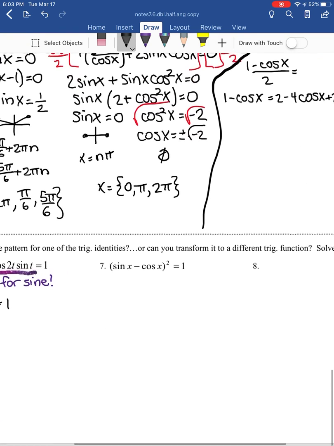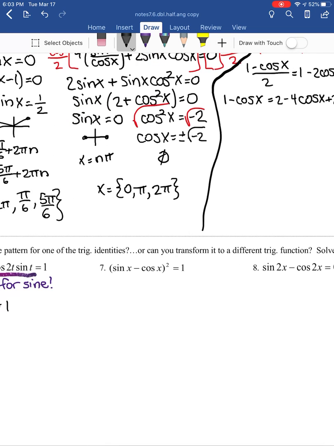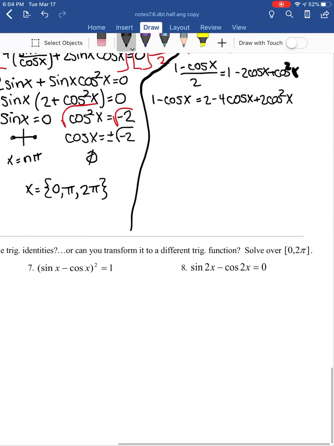So take a moment, try 7 and 8 on your own. Look for identities first. Side note, you might have to FOIL or plug in first, and then try something on your own. Check the key when you are done.